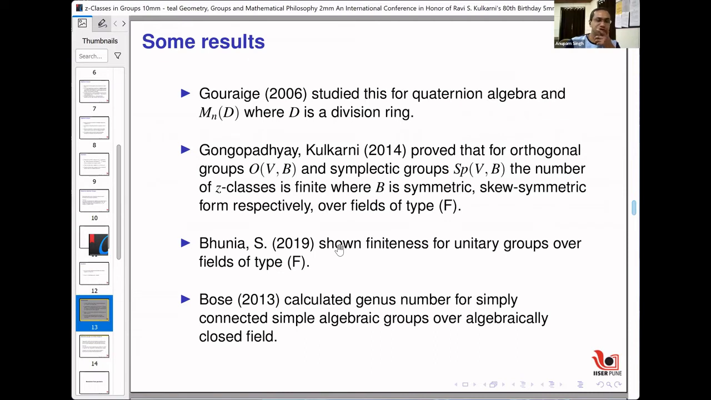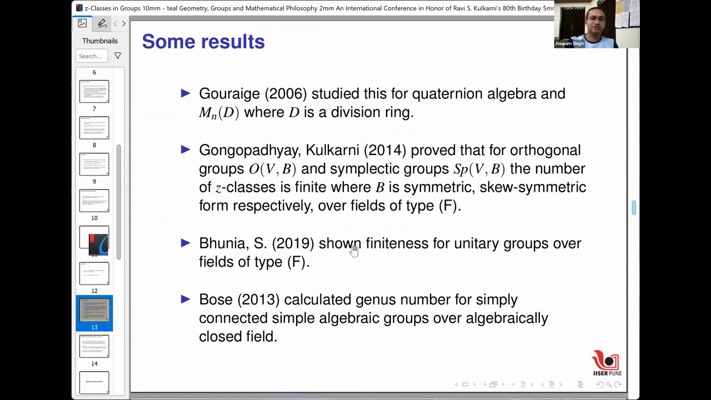Here are some results which were proved case by case. I'll mention them. When Professor Kulkarni was talking about G classes in 2003-4, Rony Gurjar was looking at this for quaternion algebras, matrix algebras, or division algebras, in his PhD thesis in 2006. Krishnendu and Kulkarni, in 2014, proved that for orthogonal groups and symplectic groups, the number of G classes is finite, where B for orthogonal represents a symmetric bilinear form, and for symplectic it represents, of course, a skew-symmetric bilinear form.